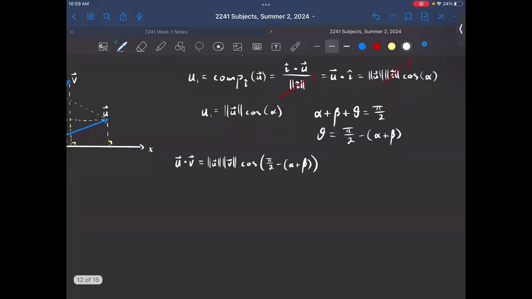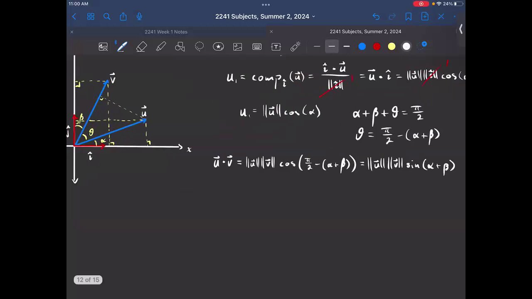And if you remember your trig identities, you'll remember that this is norm u, norm v, just copying these down, and then sine of alpha plus beta. That's our complementary angle formula. So we have that the cosine of pi over 2 minus t is equal to the sine of t, and the same for the sine. If you don't remember this, try and convince yourself that it's true by looking at the unit circle.